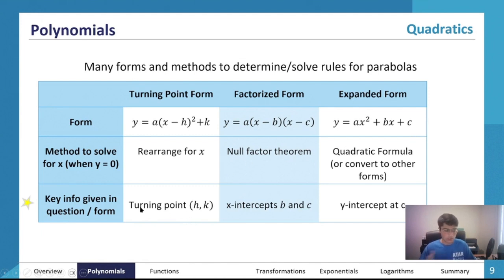We'll look a little bit more into this key info that it gives us at face value in the next slide. One thing I also want to touch on though is when we set each of these expressions equal to 0, then there's a particular method that we have to use to solve for x. In the turning point form's case, we rearrange for x. In factorized form, we have to use the null factor theorem. So each one of these linear factors, either x minus b or x minus c, is equal to 0 by the null factor theorem. And in expanded form, we can either use the quadratic formula, or we can convert this expanded form to factorized form or to turning point form, and then use these methods that I've described here.